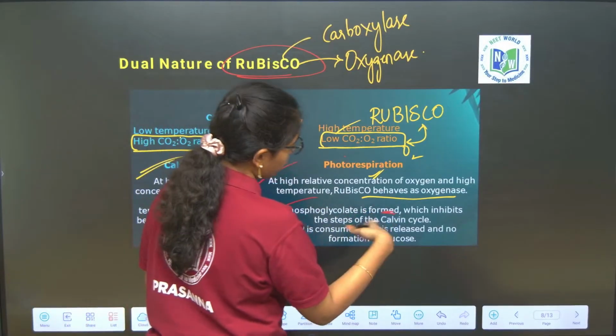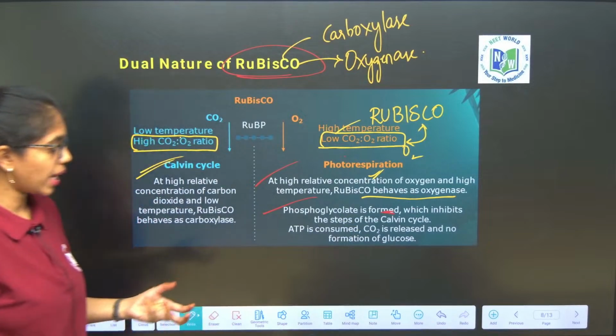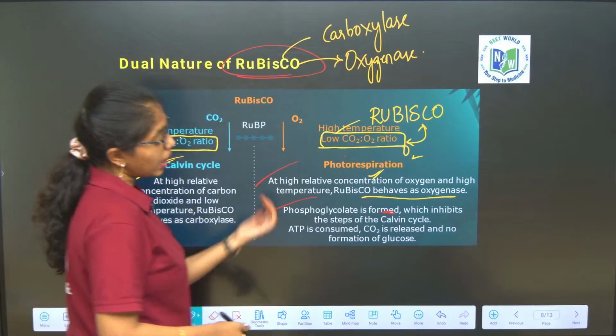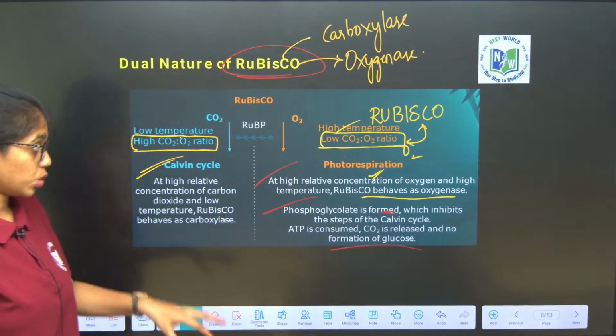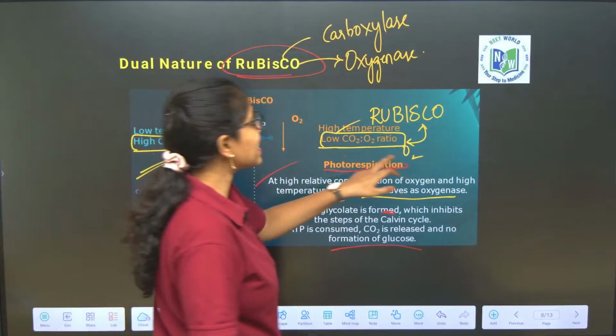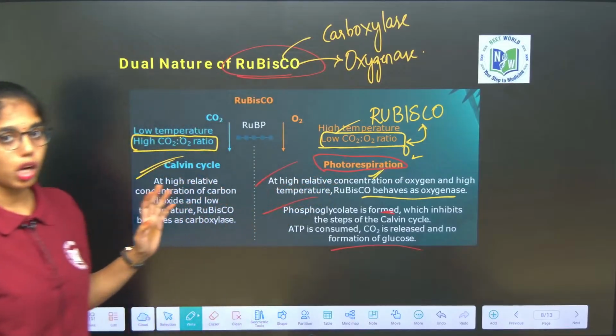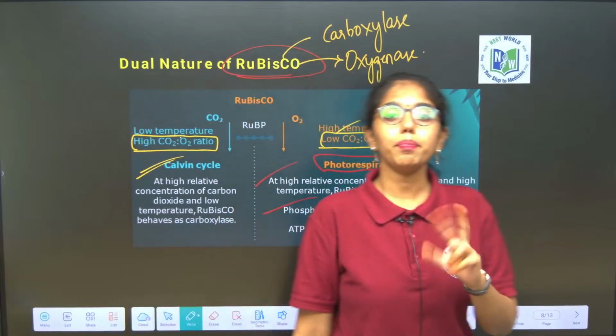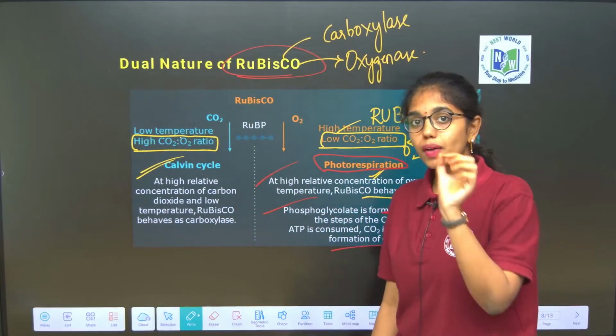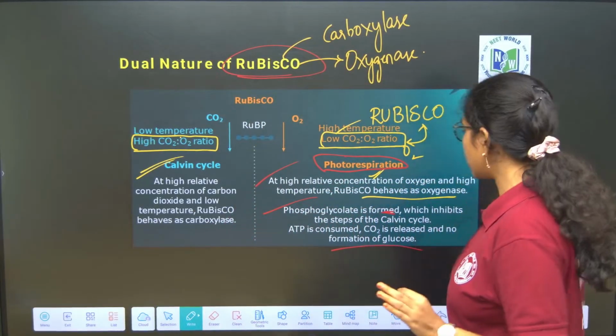Phosphoglycolate is formed, which inhibits the steps of the Calvin cycle. ATP is consumed, carbon dioxide is released, and there is no formation of glucose. That is why photorespiration is said to be a wasteful process that operates only in C3 plants, because C3 plants don't have any alternative other than the C3 cycle, which is in the mesophyll cells.